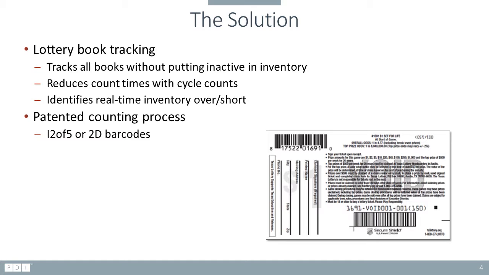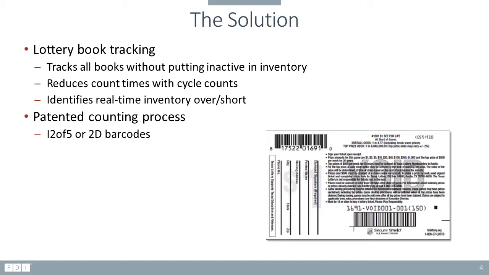Now, as you start to look at this, you may be thinking, okay, that's great, but this sounds like more work. So how are we going to do this while simultaneously managing the labor costs, managing the amount of time that people are working on this? And the key there is the I-205 barcode that's on the back of the lottery tickets.